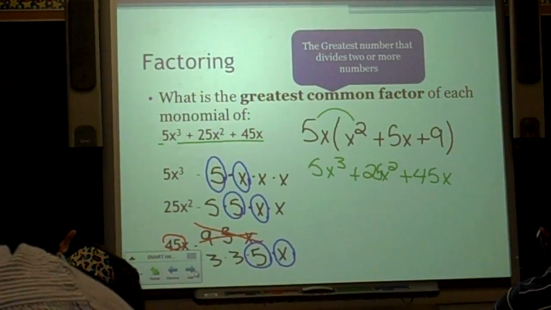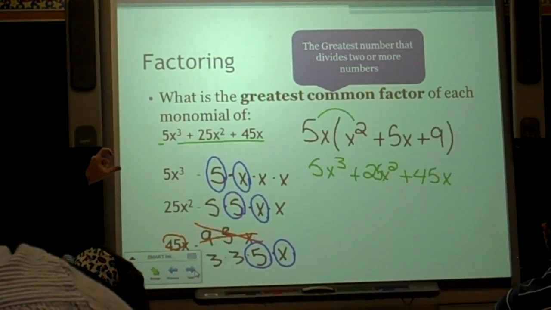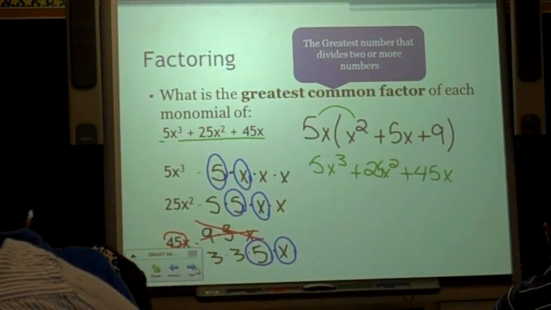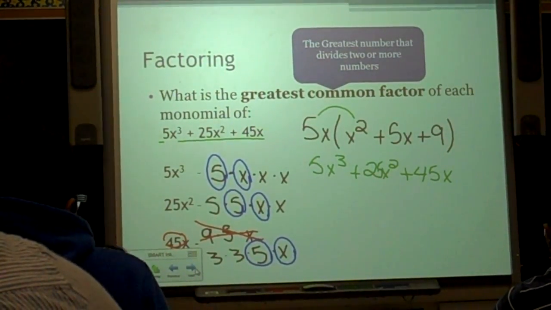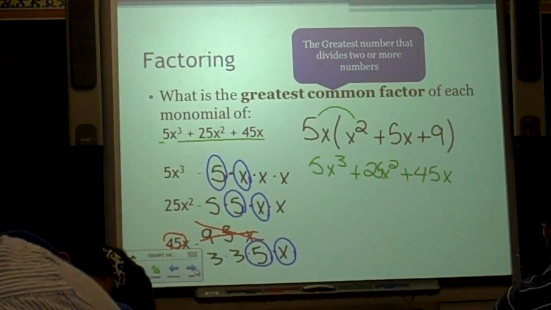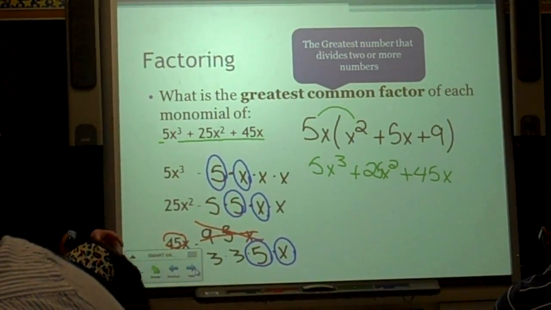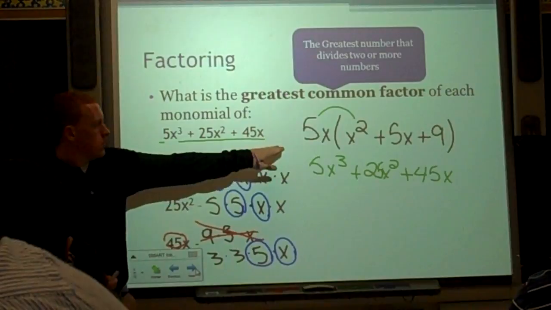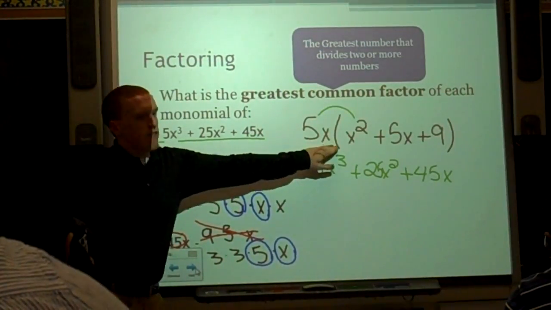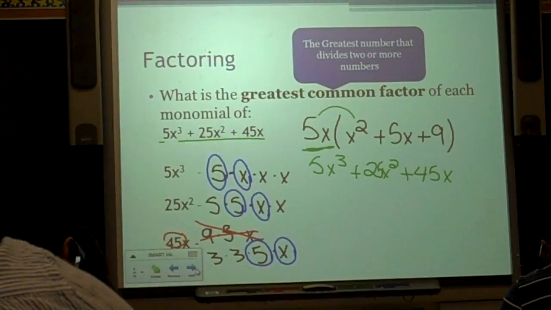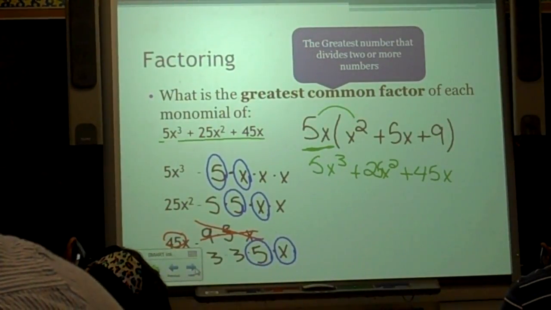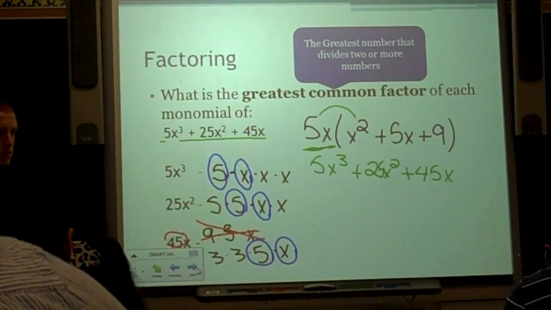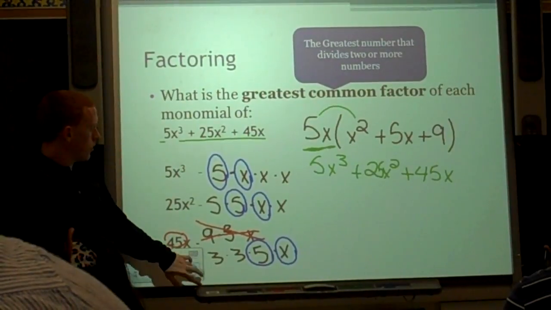Okay, so in review of this, we have to find the greatest common factor of each monomial. So we found the greatest common factor of each monomial. In this case, it was what? 5x, the thing each term had. And then we multiplied it times what was left. Okay, well there's one example.